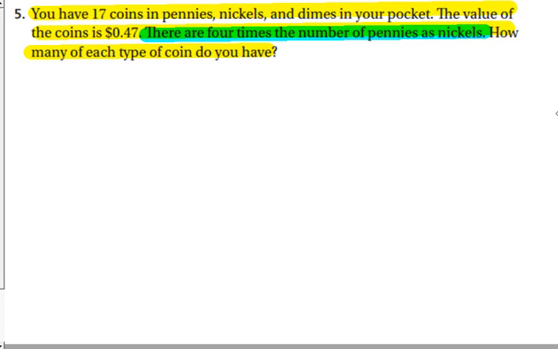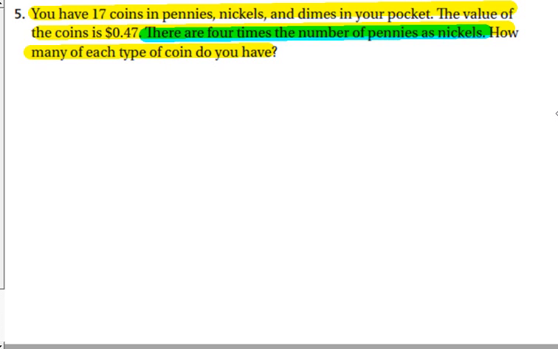Number 5 on 3-5 says, you have 17 coins in pennies, nickels, and dimes in your pocket. The value of the coins is 47 cents. There are 4 times the number of pennies as nickels. How many of each type of coin do you have?